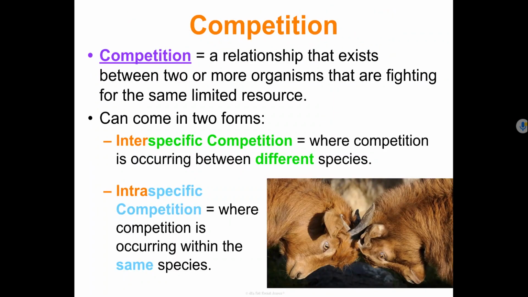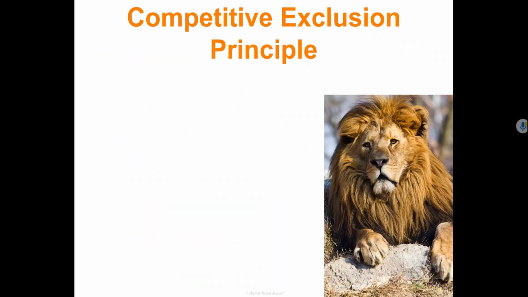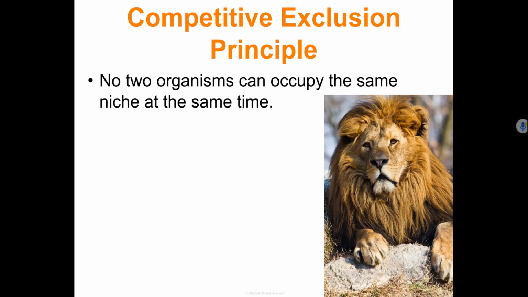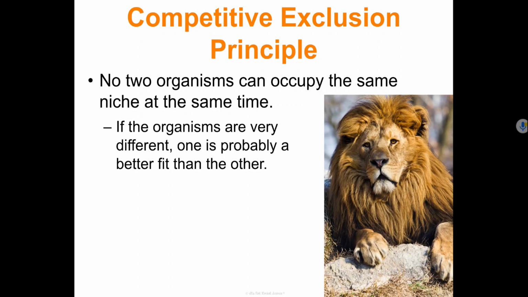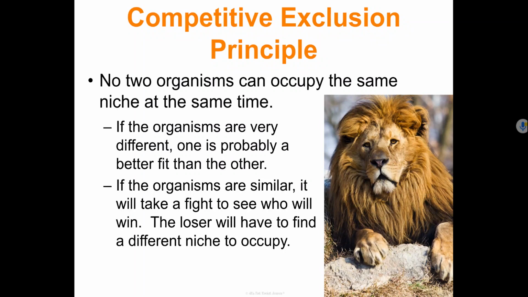But with that understanding of competition, we can now talk about the competitive exclusion principle. The main idea of this principle is that no two organisms can occupy the same niche at the same time. If the organisms are very different, one is probably better fit than the other. And so one will tend to survive, the one that's more fit, and the other won't. If the organisms are similar, it will take a fight to see who will win, and the loser will have to find a different niche to occupy.